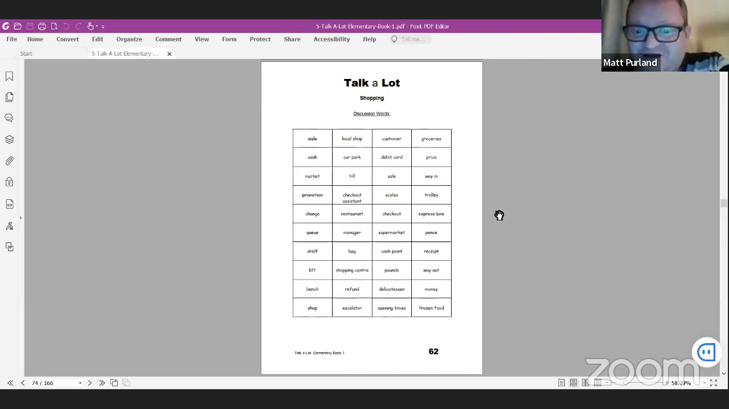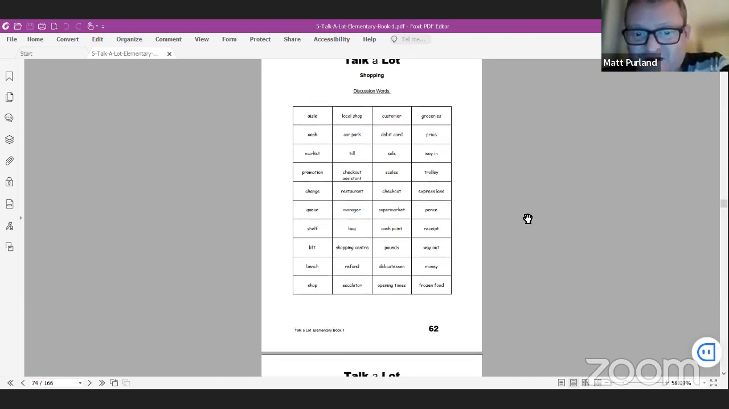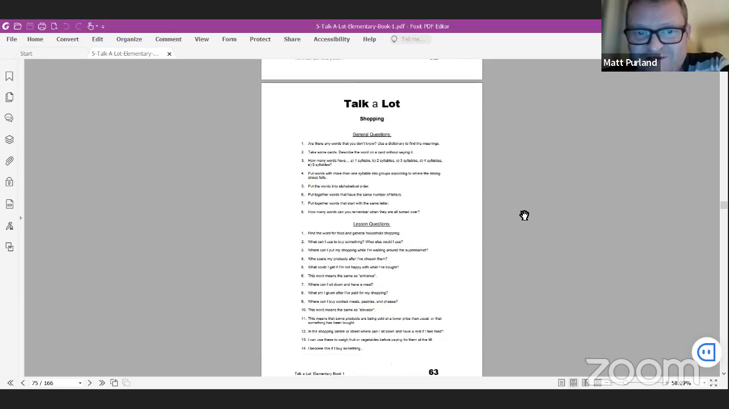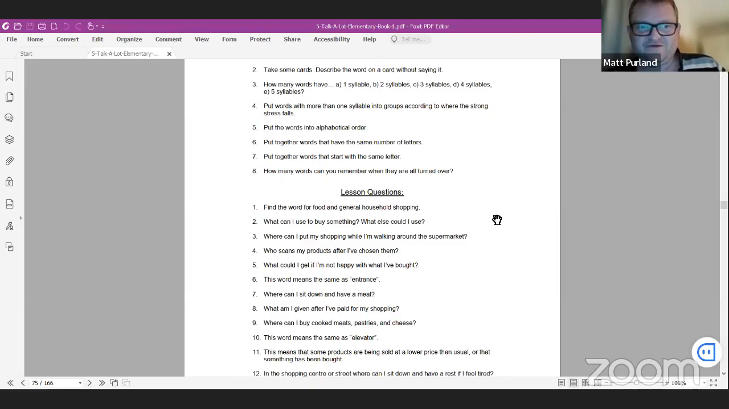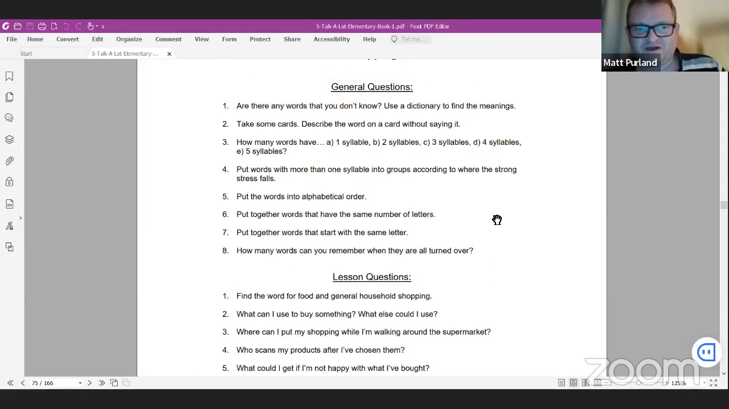Anyway, the activities are listed on the next page, on the following page, if I remember correctly. There are all sorts of questions for this activity. How many words have one syllable, two syllables? Put the words into alphabetical order. You know, this takes ages. This is a real time drain. It takes the time. This is what I'm saying about this course.